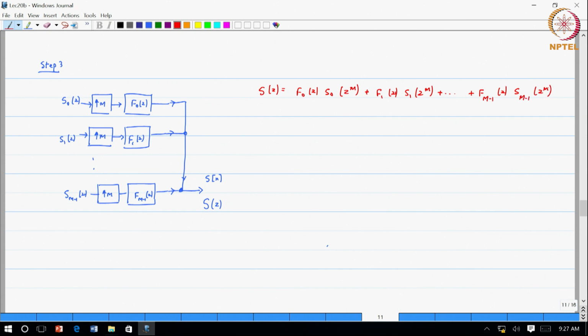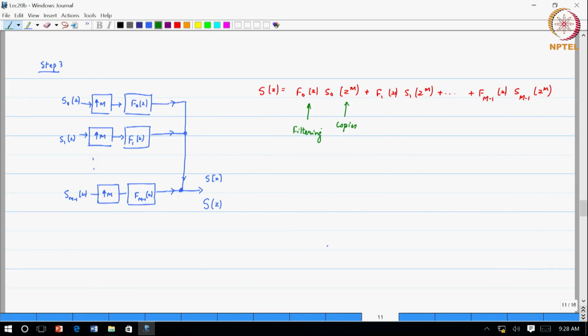Okay. Now, this is the general transmultiplexing operation where you convert into a frequency division multiplex signal. As you can see, this is where the copies are getting generated. Copies are getting generated. This is where the appropriate filtering is taking place.